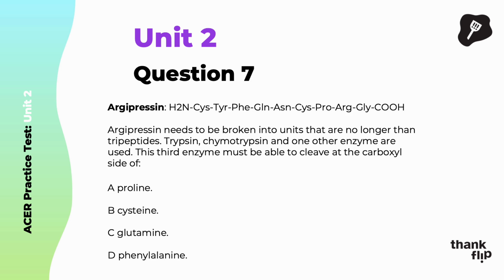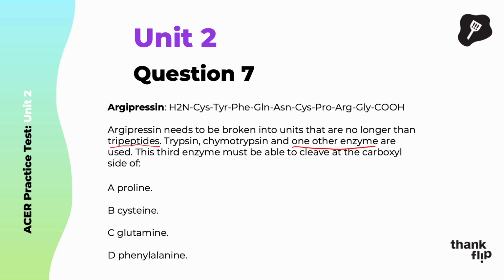Alright, so this final question is asking us something, again, quite similar. We're basically saying that argipressin needs to be broken down into chunks that are no longer than 3 amino acids long. And so that's a tripeptide, which means there's going to be 3 amino acids in this peptide. And it's saying that trypsin, chymotrypsin, and one other enzyme need to be used.